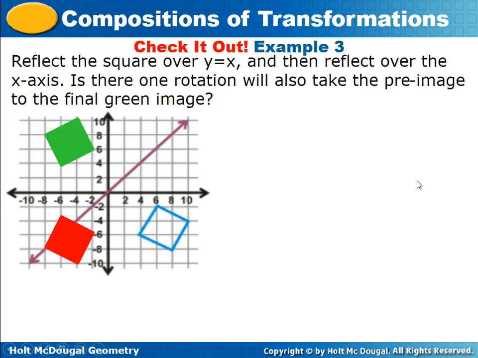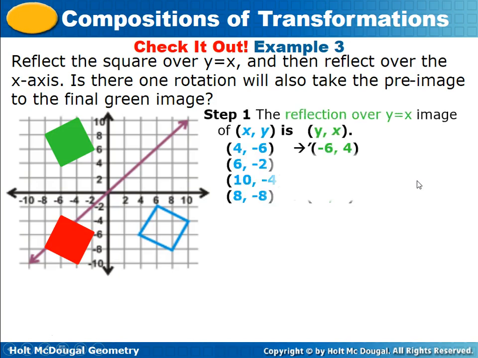So this one here's your check it out. Again, I want you guys to compare the blue to the green to the red. It says reflect the square over y equals x. That's going to take us from the blue to the green. Then reflect it over the x-axis. And it's asking, is there one rotation that will take the pre-image to the final green image?